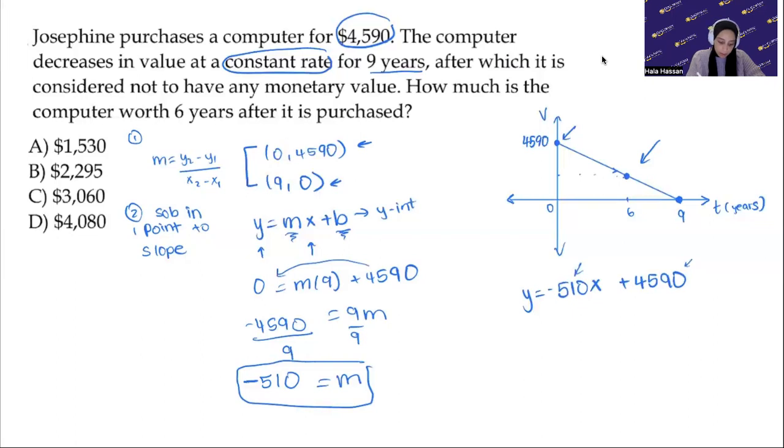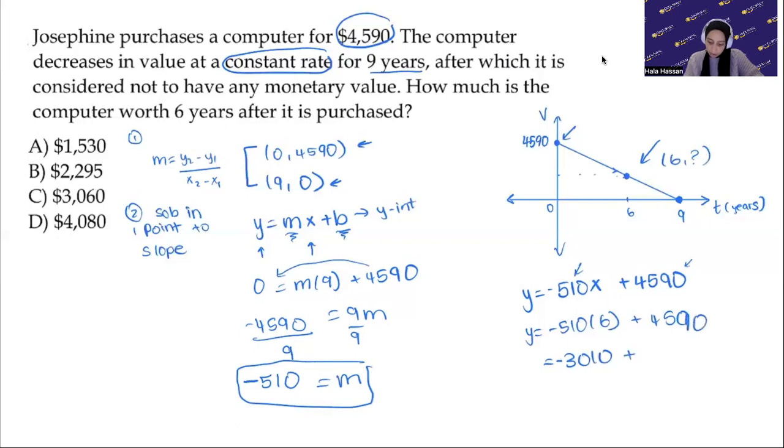Now, we want to find this value, right? We want to find the 6 and whatever that other missing value is. So I'm going to plug in x is equal to 6, and we're going to solve for that value of the computer. So y is equal to negative 510 times 6 plus 4,590. Now I can just solve for this very easily, right? So I do 510 multiplied by 6, that's just 3,060. And then remember that's negative, plus 4,590.